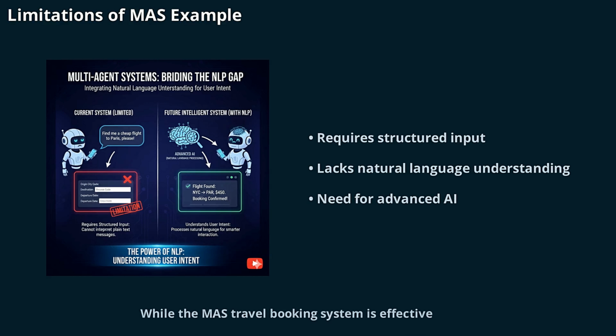While the MAS travel booking system is effective, it still requires structured input such as city codes to operate. It lacks the ability to interpret user intent from natural language messages. This limitation underscores the need for integrating more advanced AI capabilities, such as natural language understanding, to create truly intelligent and user-friendly systems.